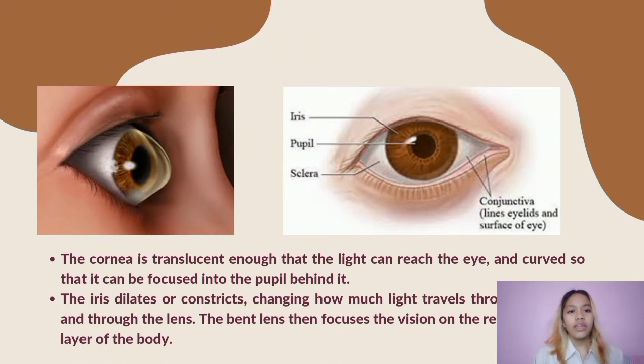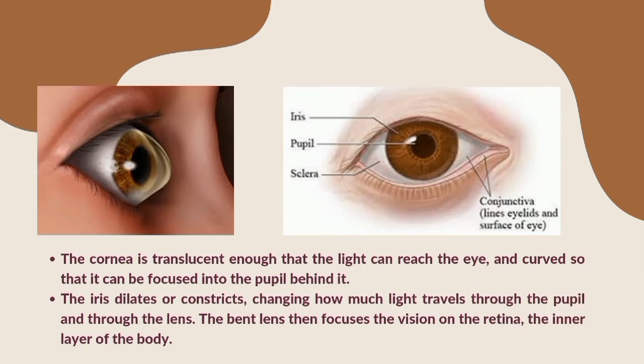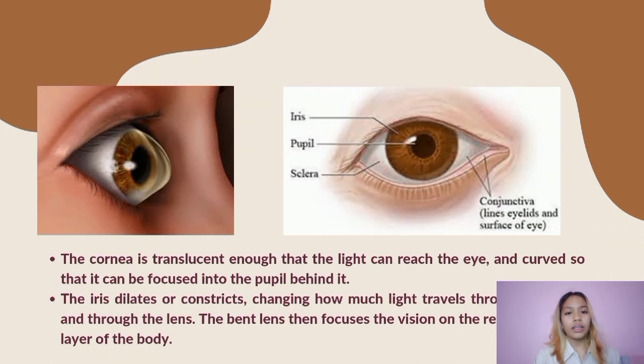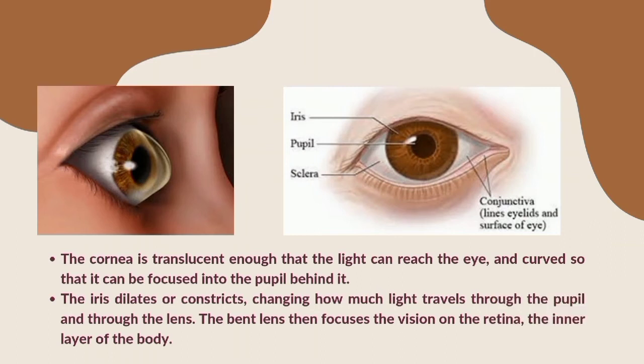From the outside of the eye, light passes through the clear lens, then through the pupil. The iris dilates or constricts, changing how much light travels through the pupil and through the lens. The bent lens then focuses the vision on the retina, the inner layer of the eye.